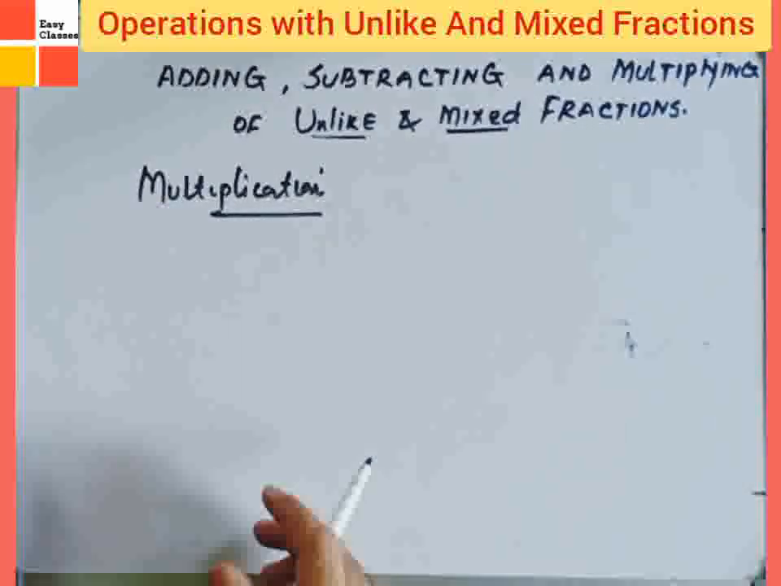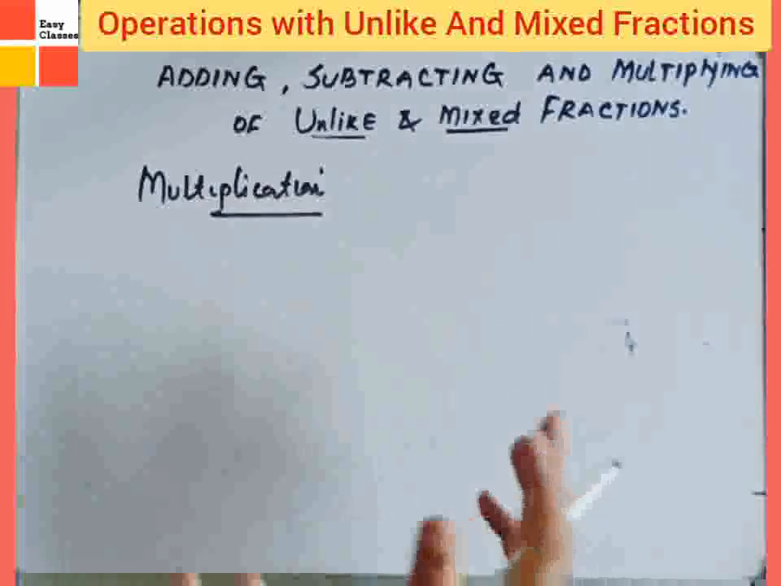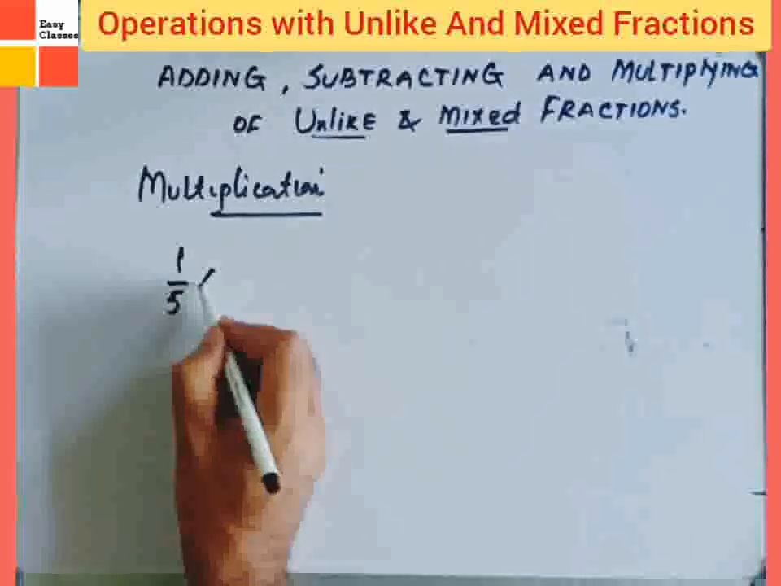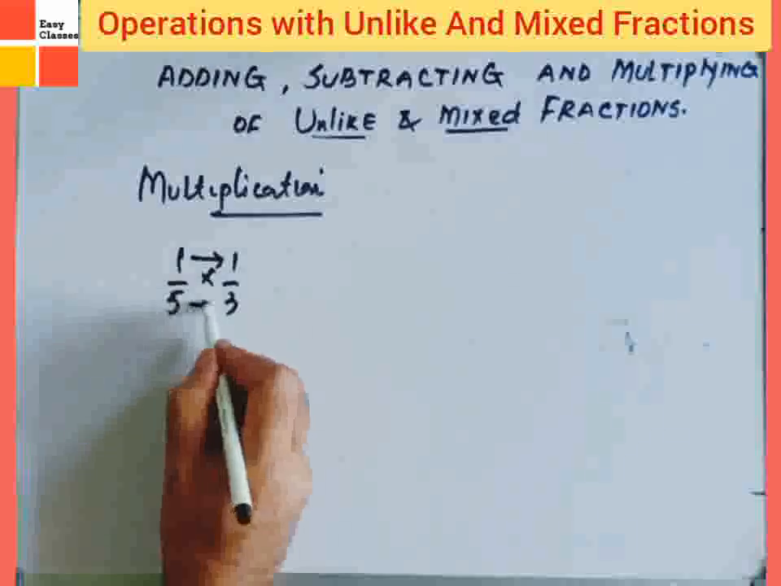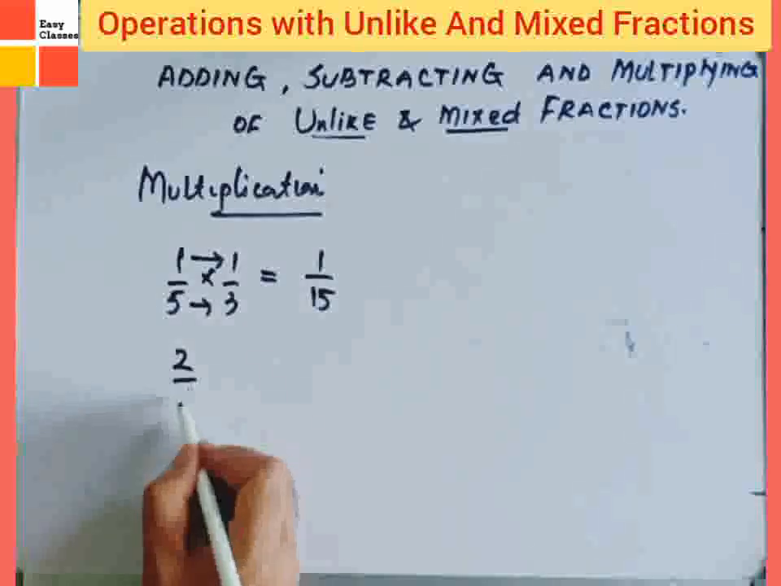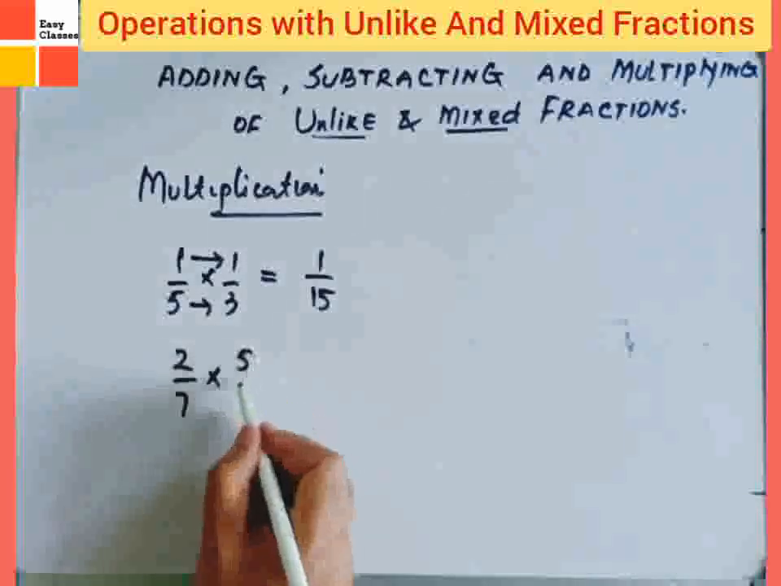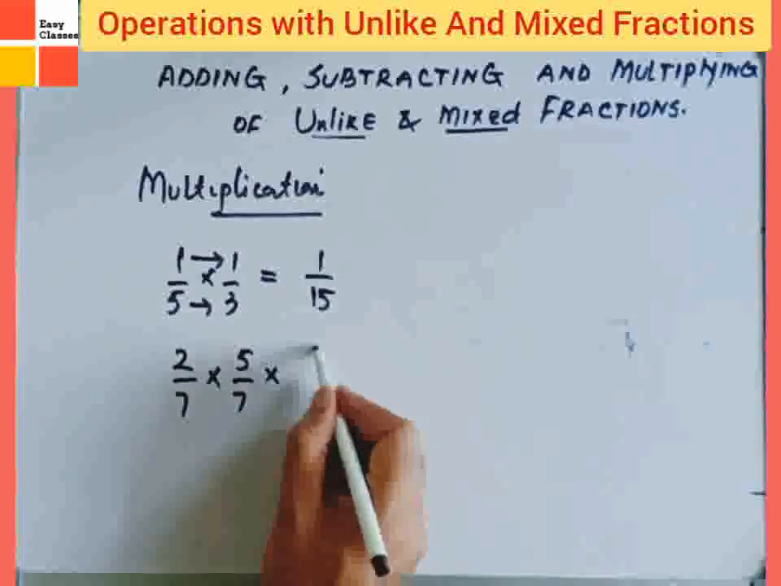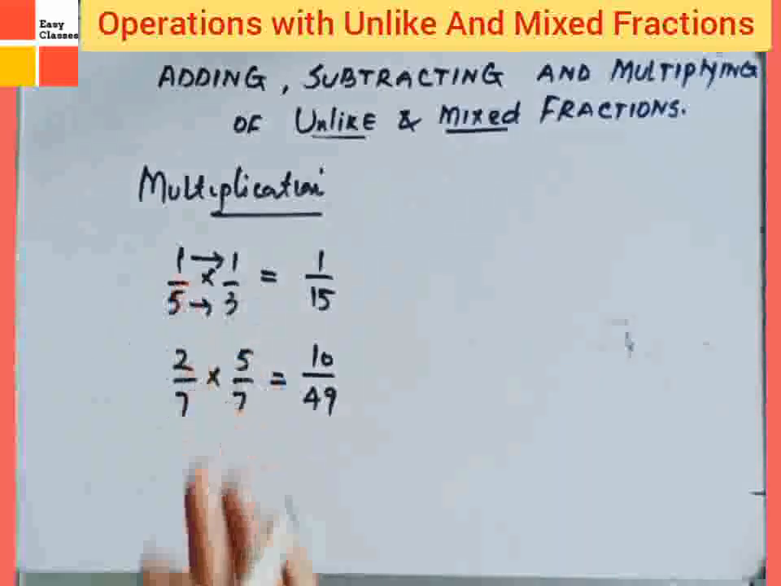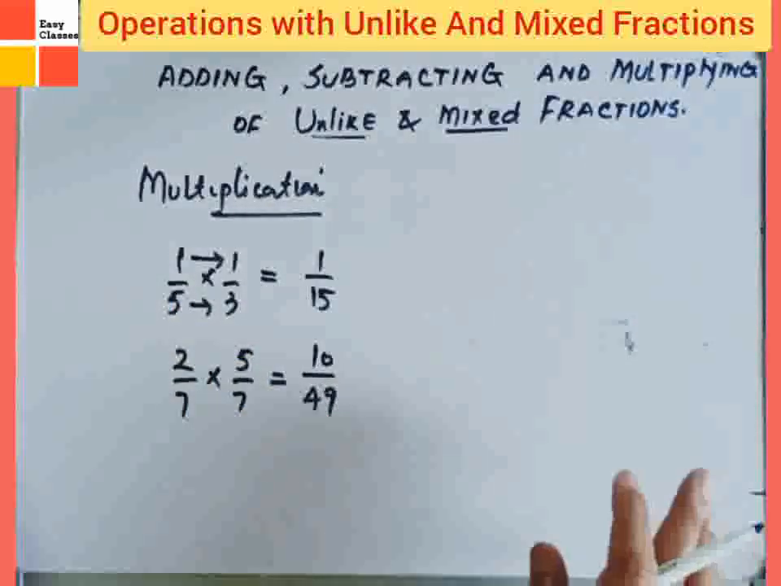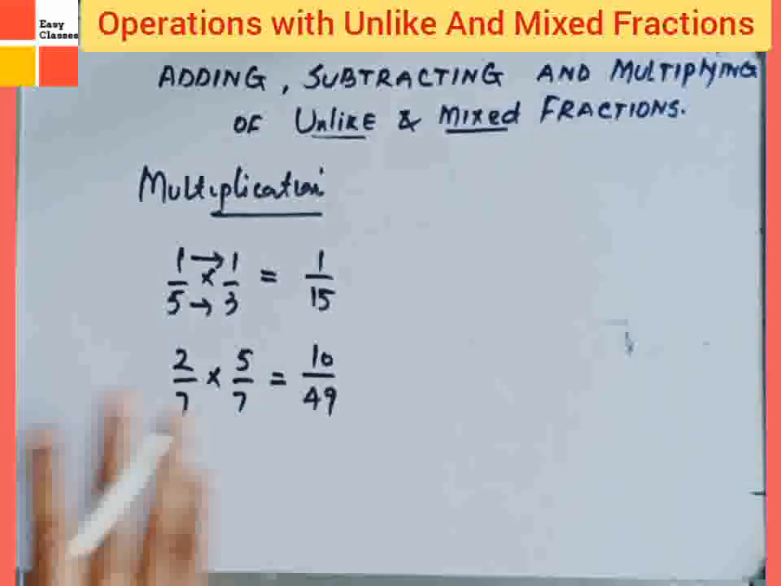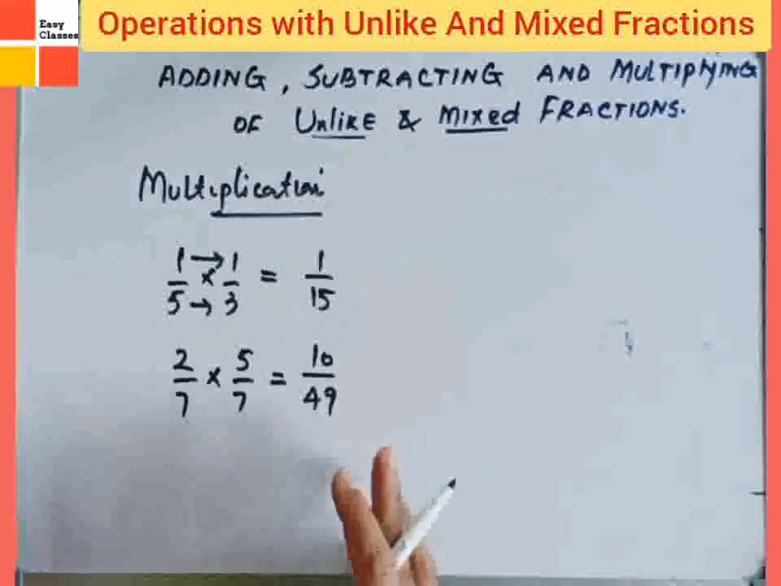For multiplication, you need to remember that multiplication of like and unlike fractions is done in the same way. For example, 1 by 5 multiplied by 1 by 3. You have to multiply directly. 1 one is 1, 5 threes are 15. Right? Then 2 by 7 into 5 by 7 is equal to 2 fives are 10, 7 sevens are 49. So this is how we can multiply like and unlike fractions. There is no new method so far as multiplication of like and unlike fractions is concerned, right?